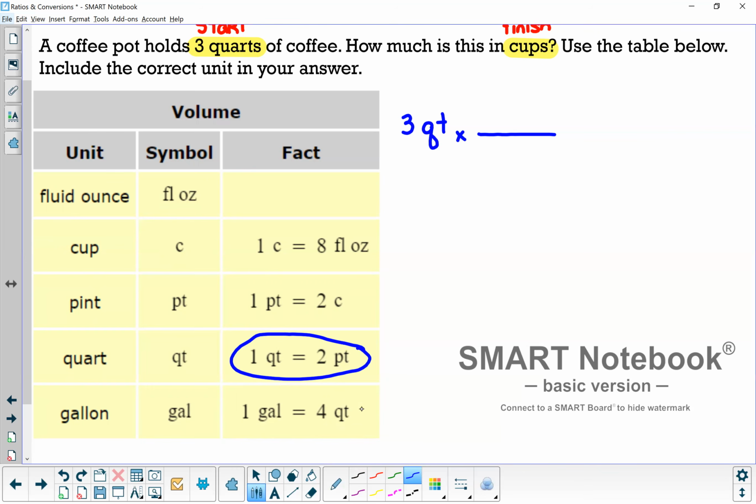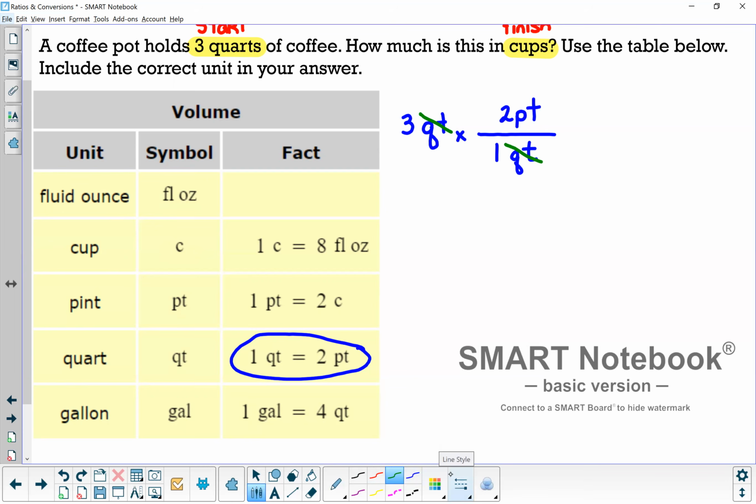So starting with 1 quart equal to 2 pints, I know I need to put the quarts in the denominator. So 1 quart, and then in the numerator, I'm going to put 2 pints. So I can see my quarts divided by quarts is eliminated. I'm left with pints. Now notice we need to do another step so we can go from pints towards cups.